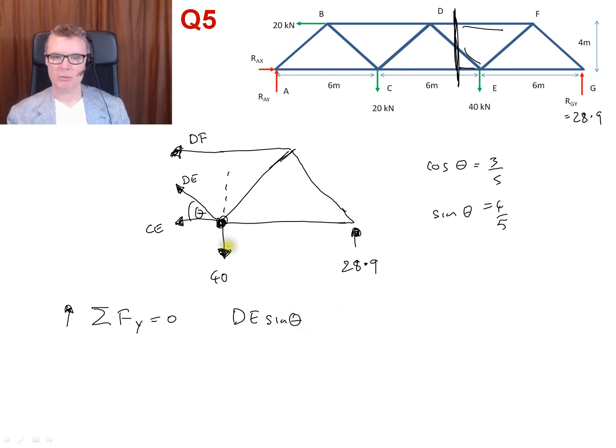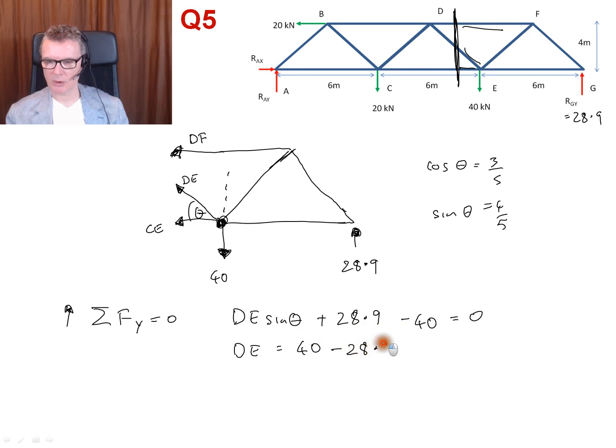What else can I see pointing upwards? Nothing. Oh, yeah, I can see this pointing upwards. 28.9 is pointing upwards. What can I see pointing downwards? Well, 40 is pointing downwards. So DE equals, don't forget your signs, 40 on the right hand side, take away 28.9, divided by sine theta, but I know that sine theta is 4/5.